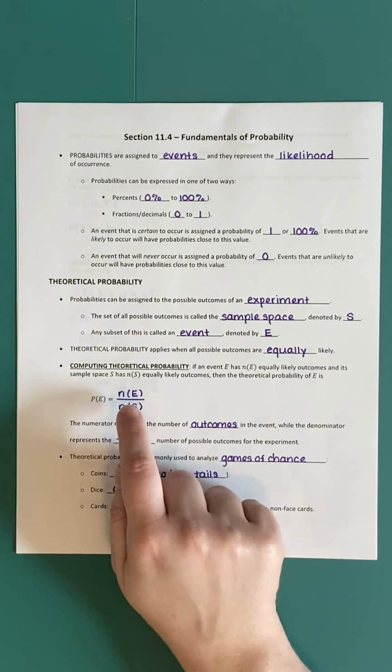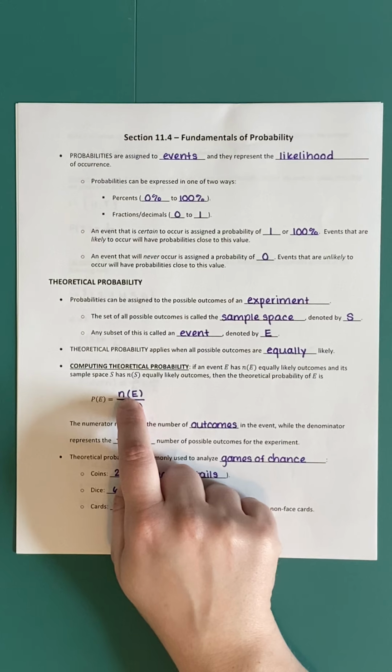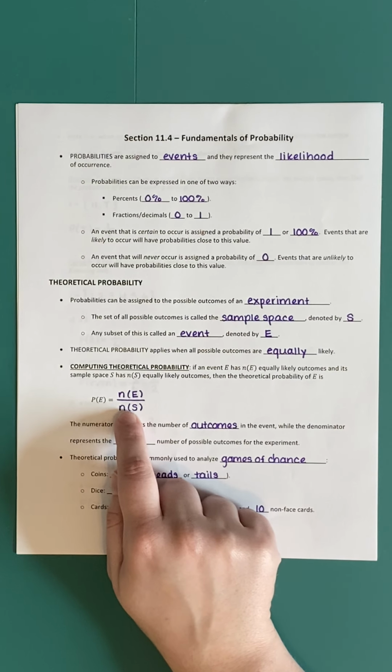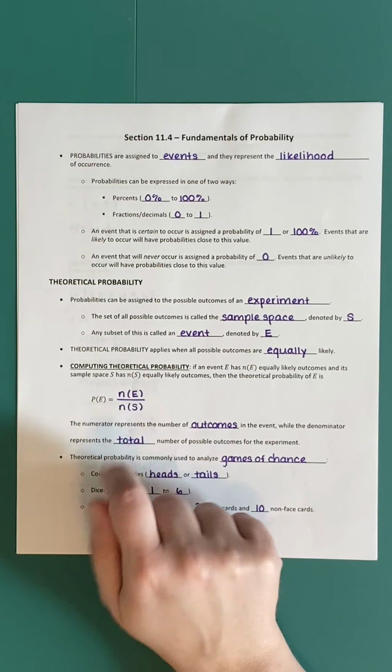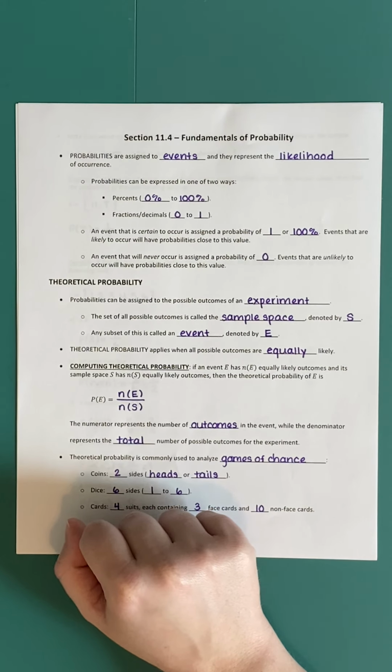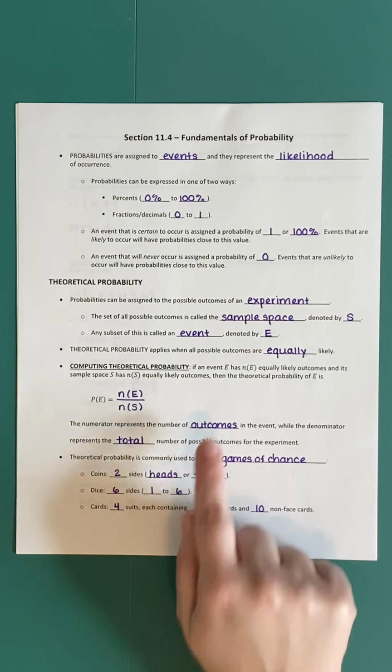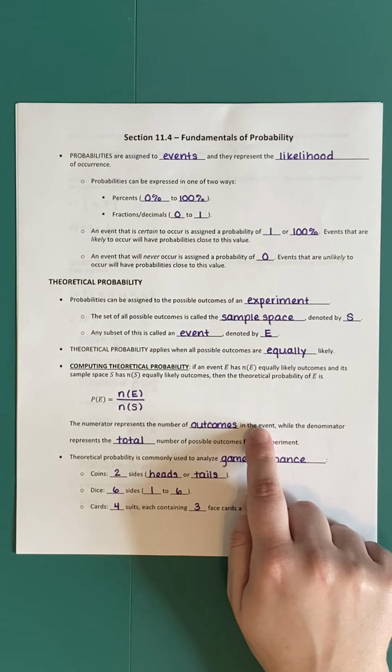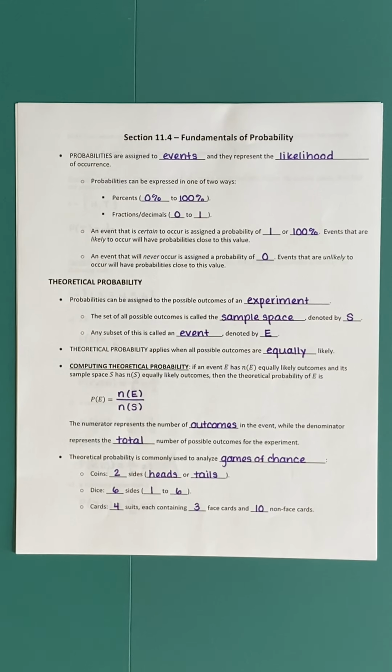Now, what does that mean? It's the number of ways that the event could happen divided by the total number of possibilities in the sample space. So the total number of outcomes that we could get from this particular experiment. So the numerator represents the number of outcomes in the event. Keywords, in the event. In other words, the things that could actually happen. While the denominator represents the total number of possible outcomes for the experiment. So this event, all other possible events, all the possible outcomes, how many are there? That's going to be the denominator in this situation.